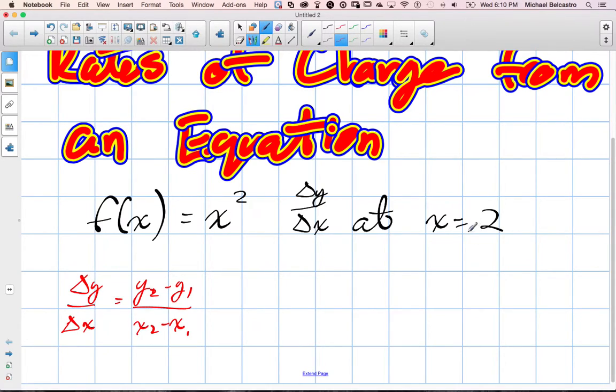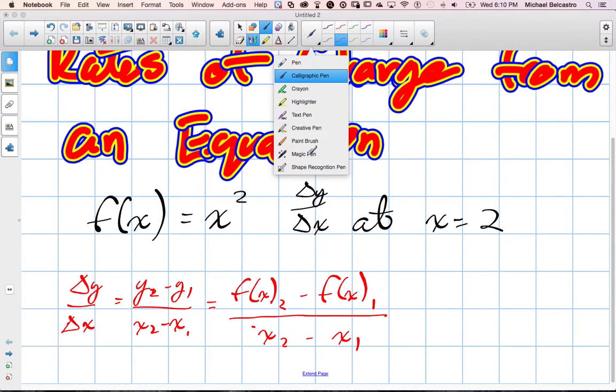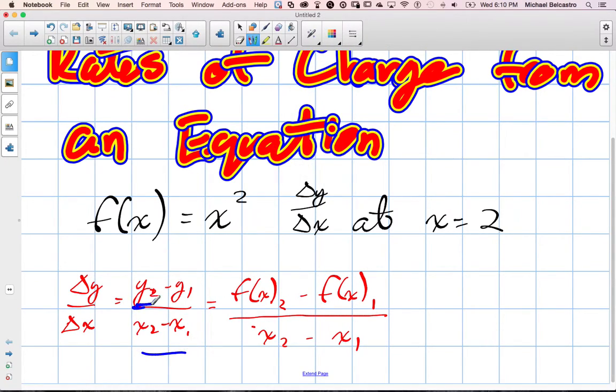Okay. Now, we could find the rate of change between several different points here. We're going to look exactly at 2. So what we're going to do to figure this out is change this equation a little, because we no longer use the letter y here, we're using f at x. So we could write it like this: f at x2 minus f at x1 over x2 minus x1. So it's the exact same equation. The only difference is instead of using y's, we're using f at x to represent the y values, because we don't use the y anymore with function notation.